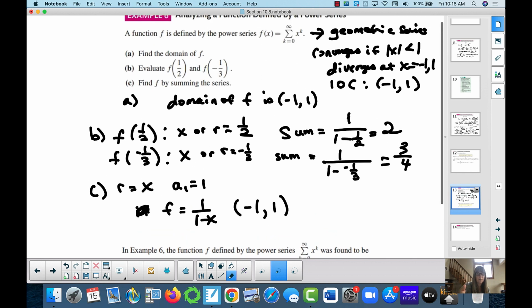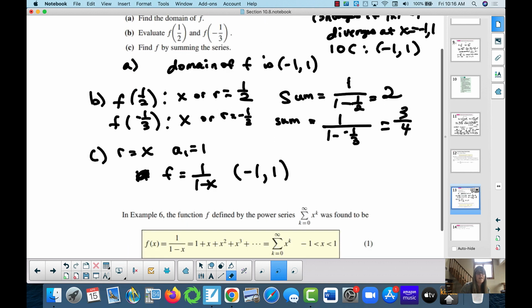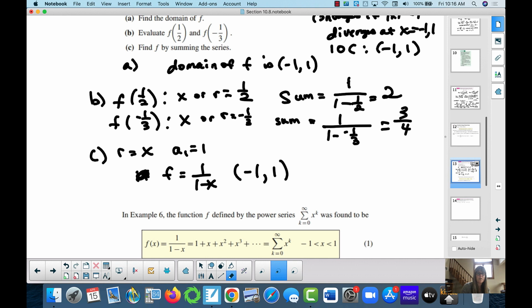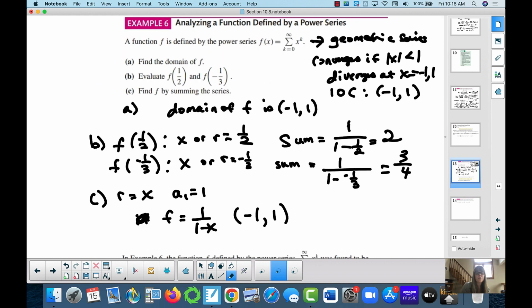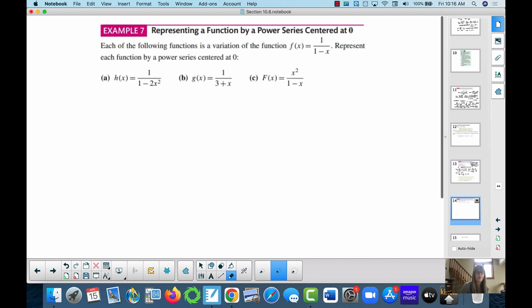So in this particular example, we were given a series and we found the function that series represented, and we also found the domain for that function, because that power series only represents that function in this interval. We can also do the opposite. We can find the power series that represents different functions. And because we know this, we can compare each one of these in the next set of examples to the original one, because these are just variations of this. So we can look at what x is being replaced with each time.